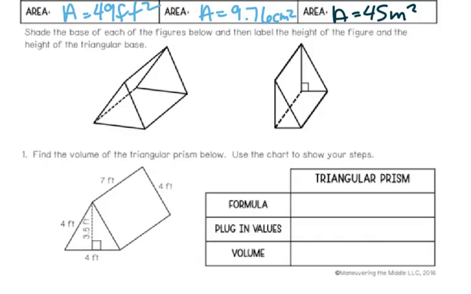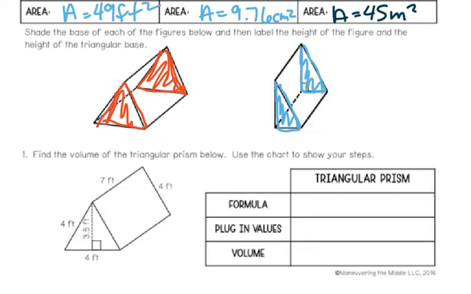We're going to look at some prisms. It says to shade the base of each of the figures below and then label the height of the figure and the height of the triangular base. So bases are the triangles. For this one, here is one base, that triangle, and then the other base is directly across from it, or parallel. For this image, here is the triangular base and here is the other triangular base.